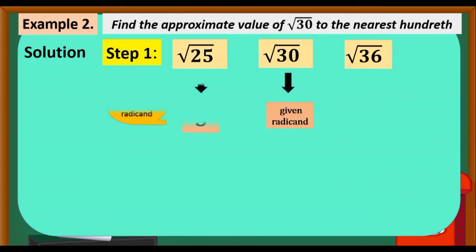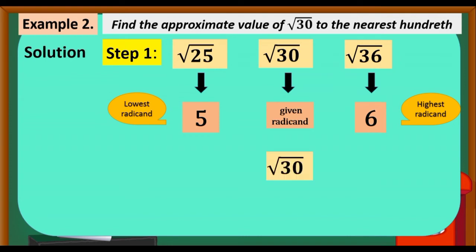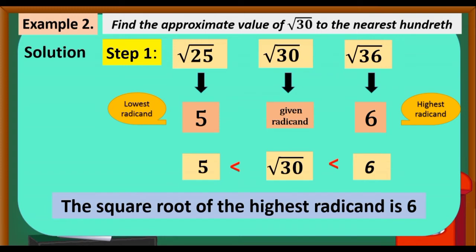Yung square root of 30, siya po yung given radicand. Si square root of 25 naman, that is 5, at ang square root of 36 ay 6. At ang highest radicand natin ay si 6. So, square root of 30 is greater than 5 but less than 6. So, the square root of the highest radicand is 6. So, ang hinahanap natin sa step 1 ay si 6.